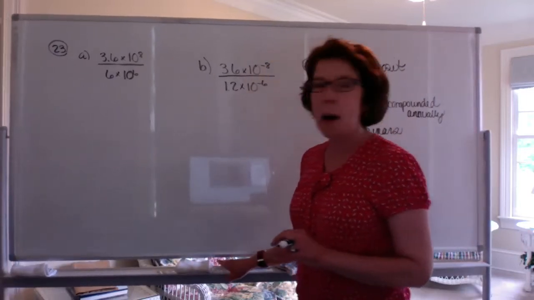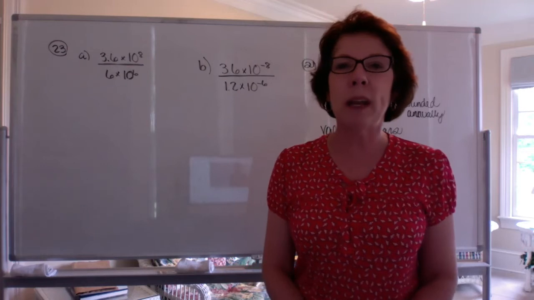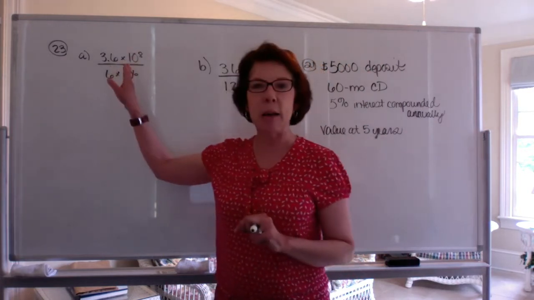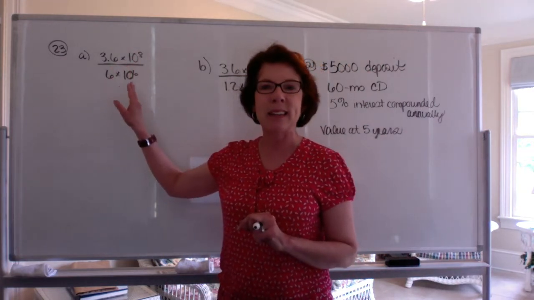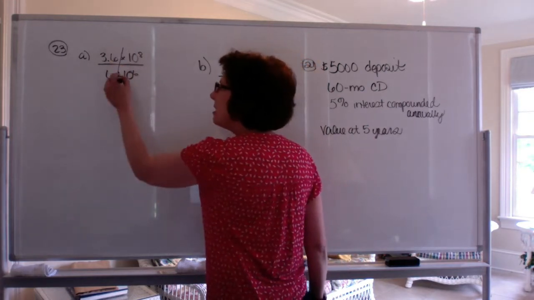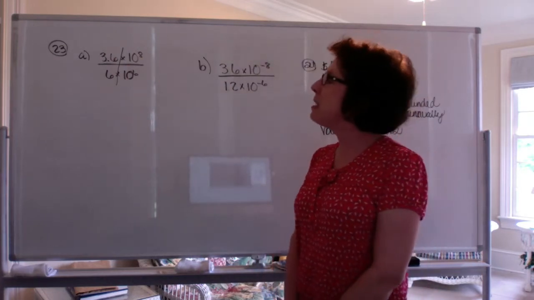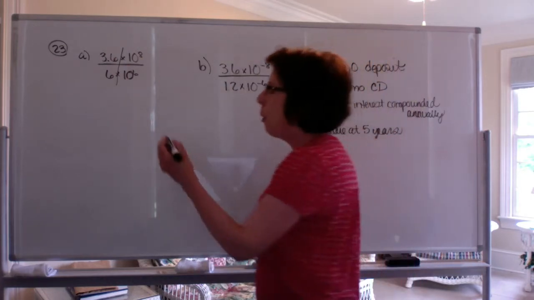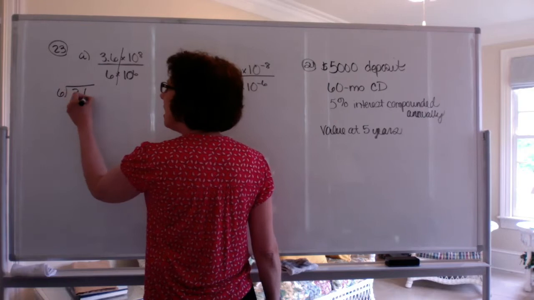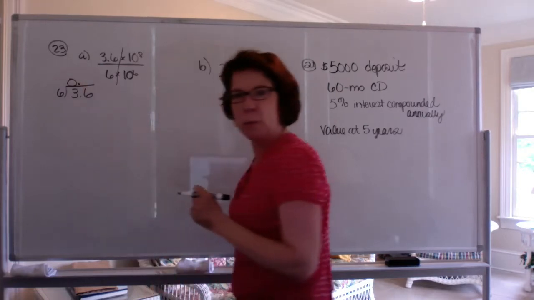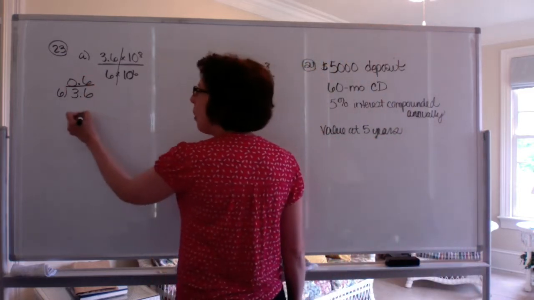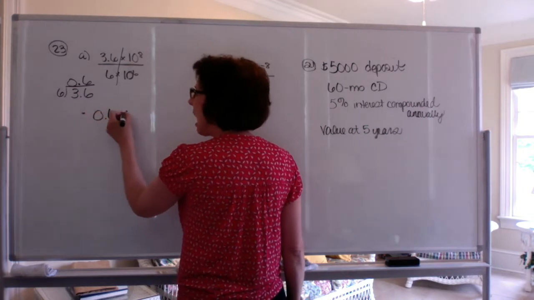All righty, number 23. Okay, let's write it down. Letter A, 3.6 times 10 to the 8th divided by 6 times 10 to the 6th. All right, now let's go ahead and split it in half. And we're first going to do our division, 3.6 divided by 6. Well, go ahead and do that division carefully. 6 into 3.6. Don't let that decimal point cause you to make an error here. My answer here is going to be 0.6. And so I'm going to get 0.6 times 10.